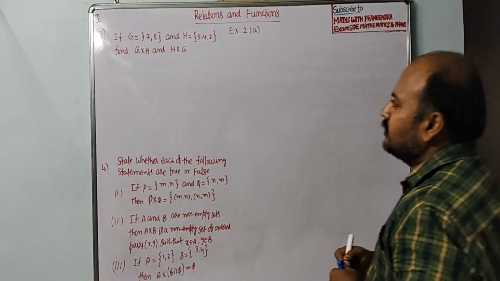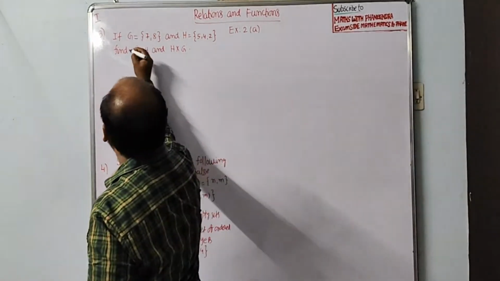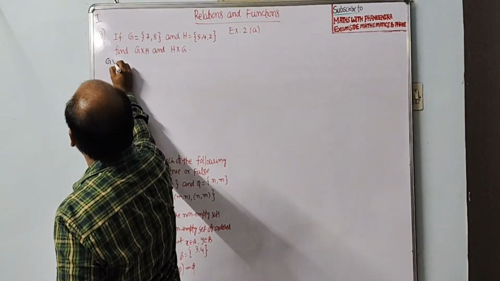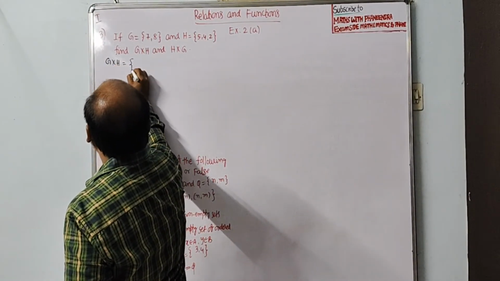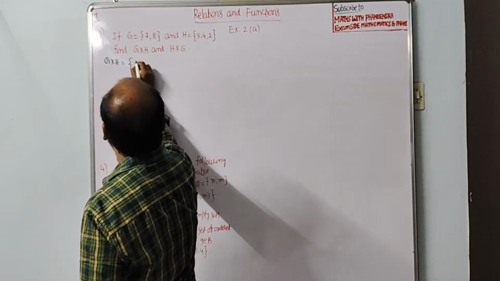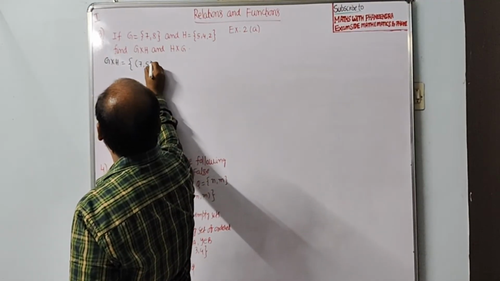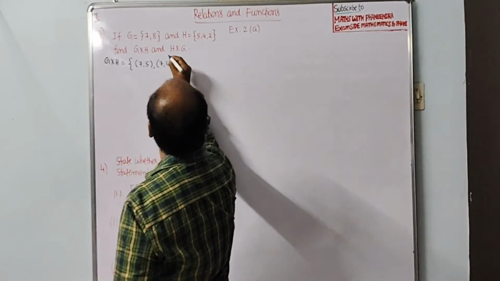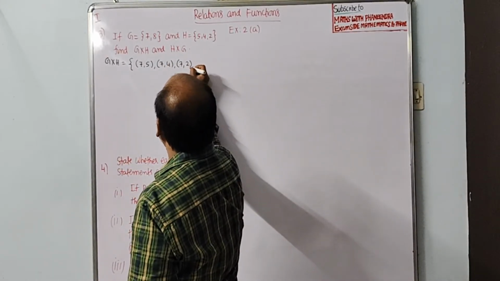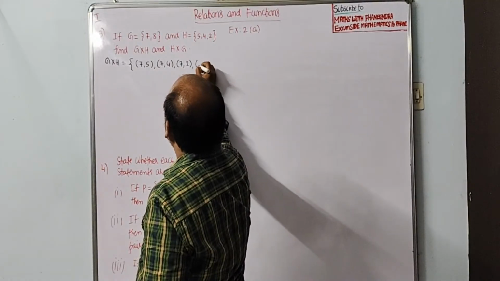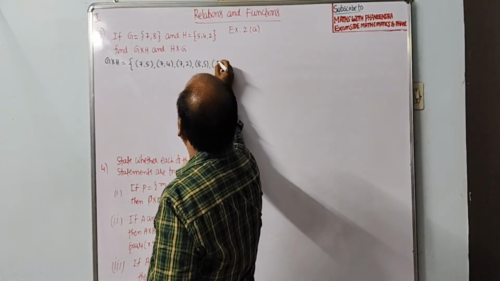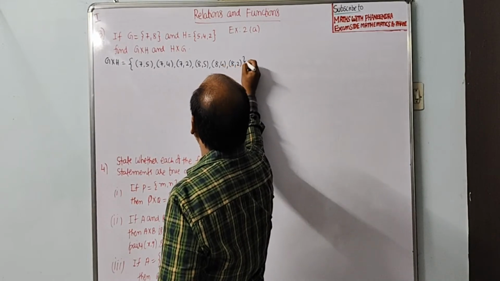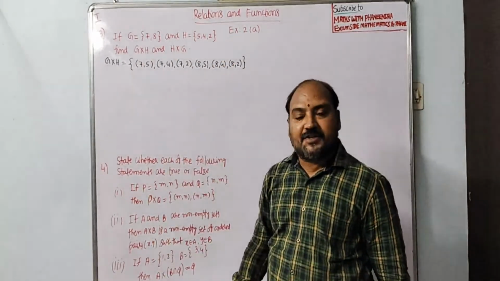See, first, anyway, third one, G cross H. So G cross H: first 7 comma 5, 7 comma 4, 7 comma 2. Next 8 comma 5, 8 comma 4, 8 comma 2. This is about G cross H.